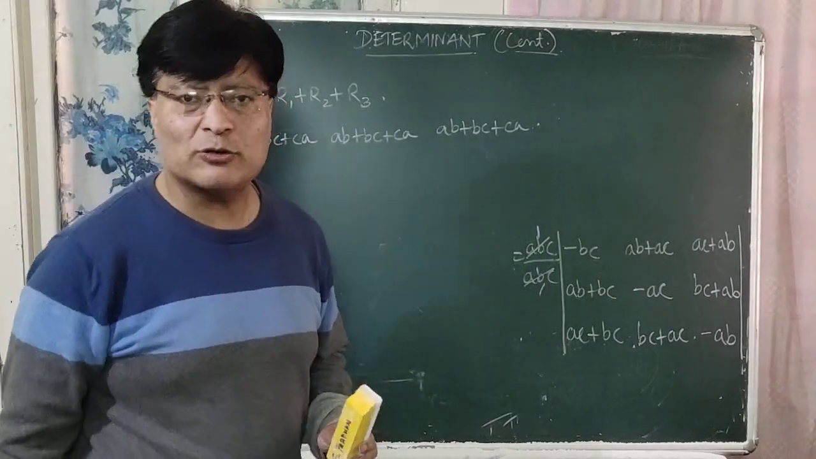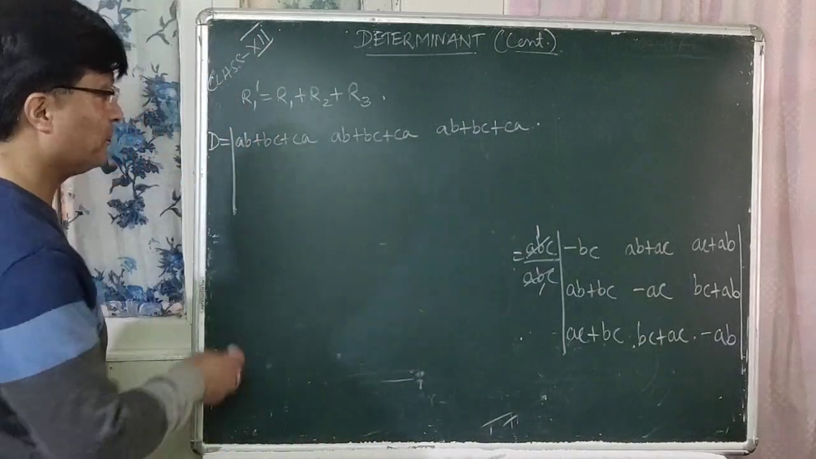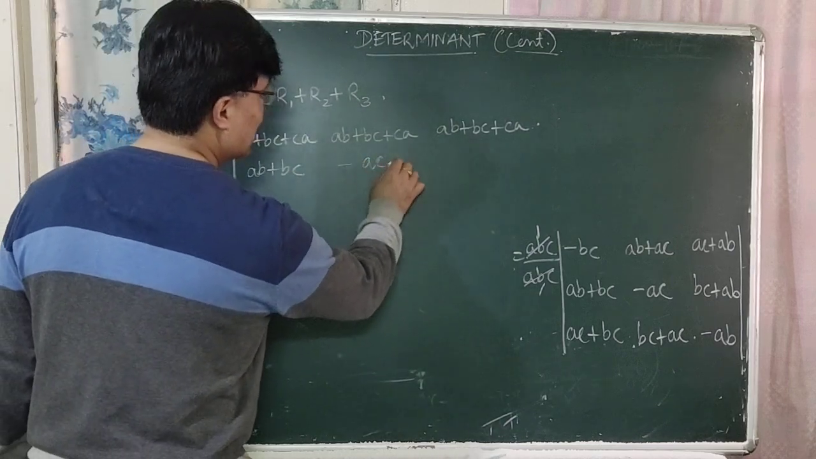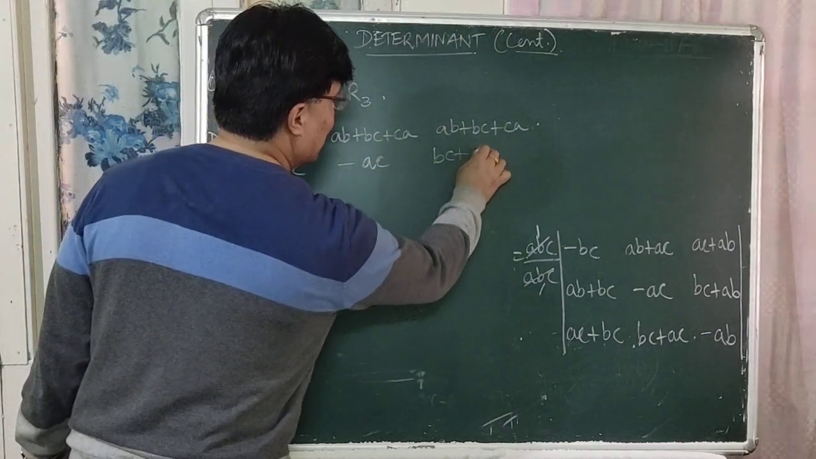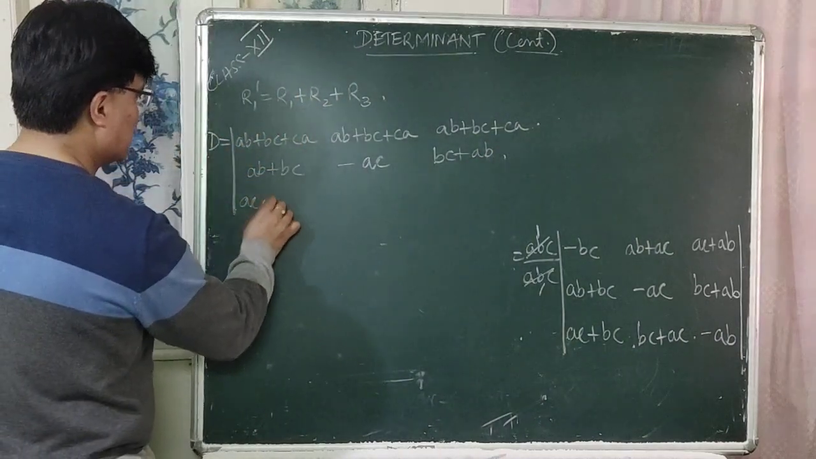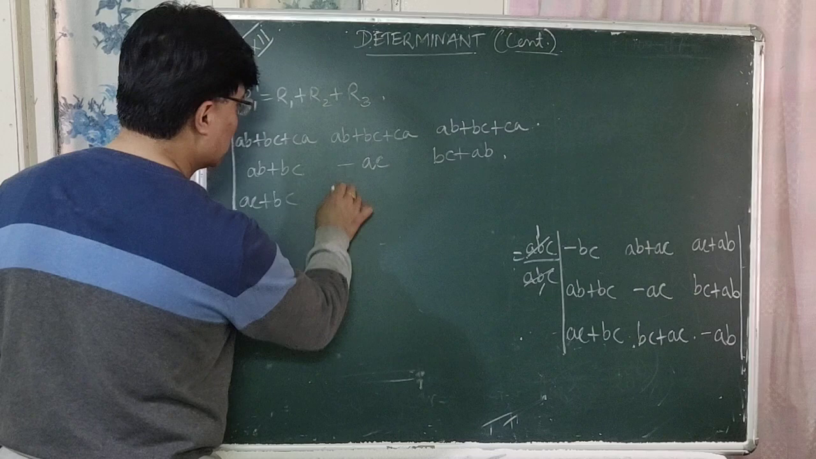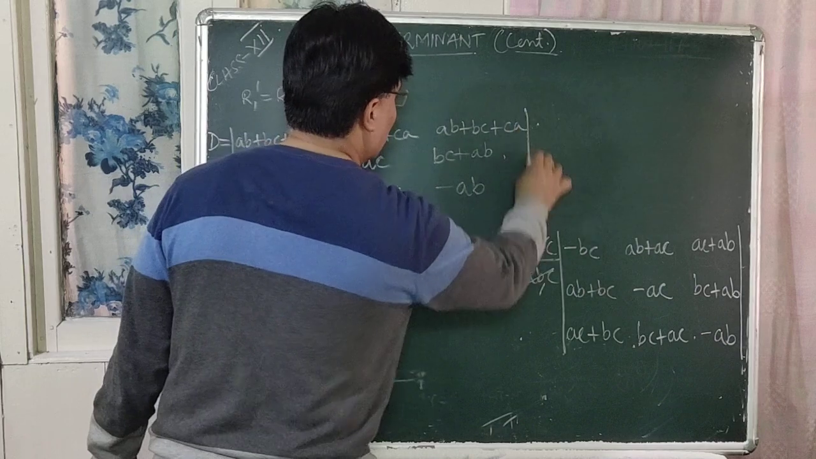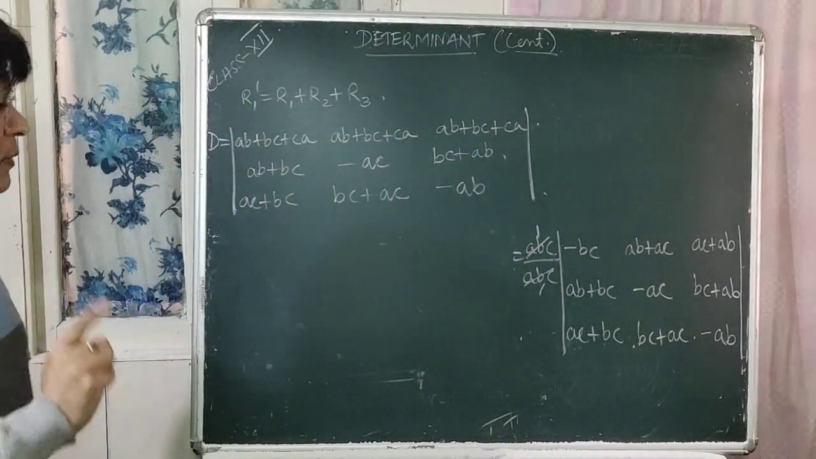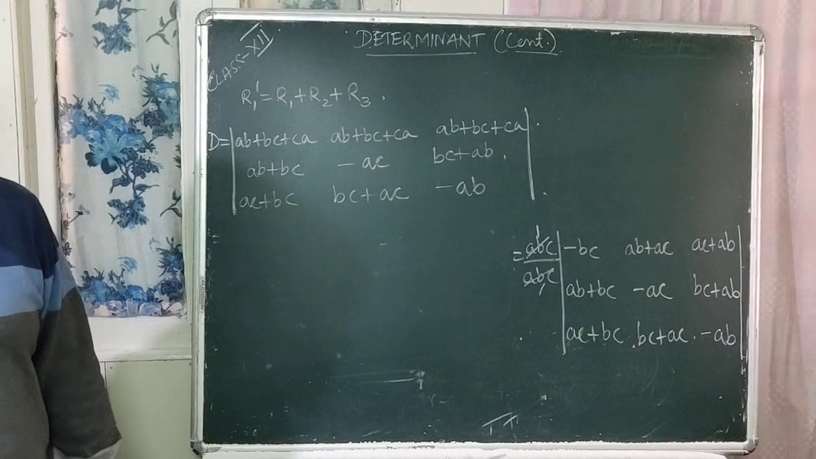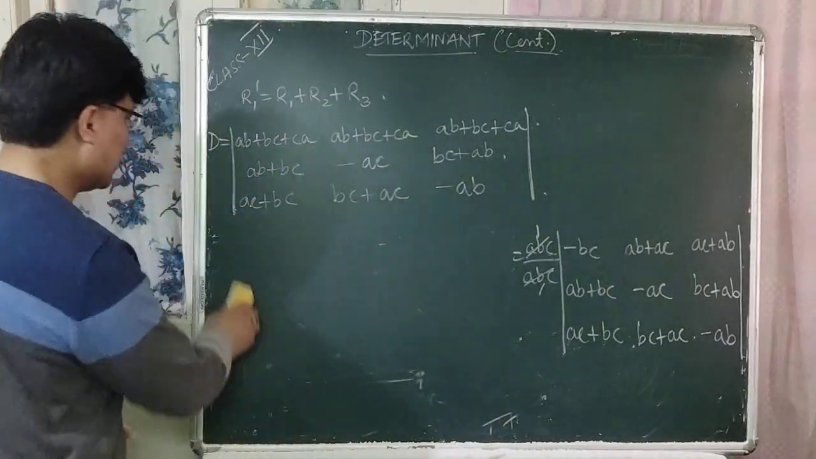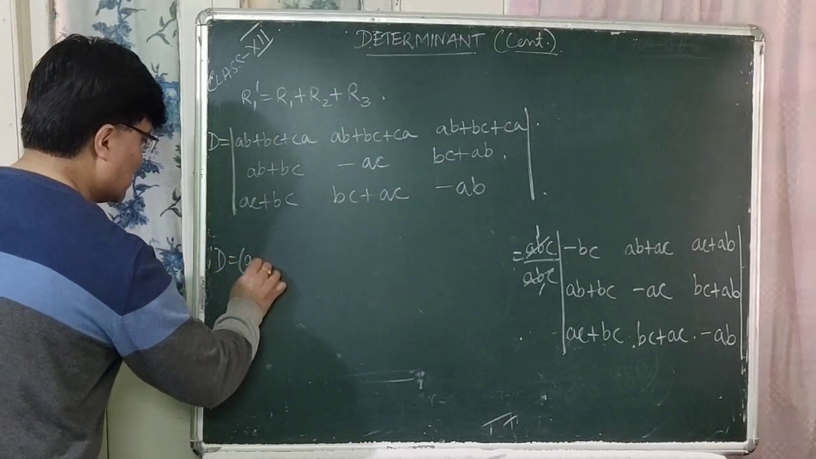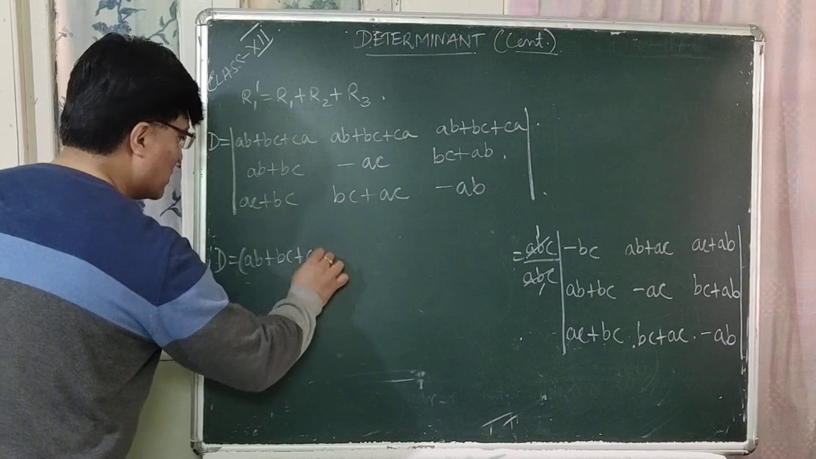Now in this case, the second row and the third row remain the same. So let us write AB plus BC, minus AC, BC plus AB. Next, AC plus BC. Next, BC plus AC, BC plus AC, then minus AB. Is that right? So now what will you do in the next step? You can take common from the first row outside the determinant, you know that. So D is equal to AB plus BC plus CA.